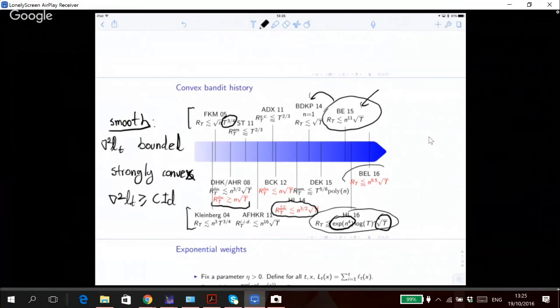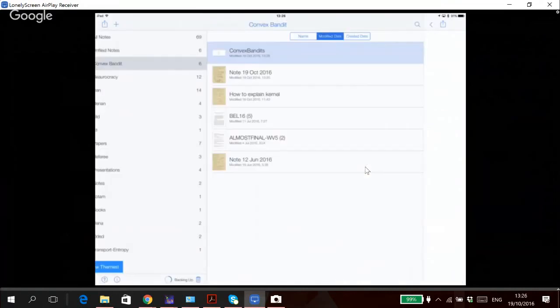And the work I'm going to present now is basically the best thing one can hope for. So both square root of T dependence on the number of time steps and polynomial in the dimension. And we also give a polynomial algorithm. Okay, so this is the history of this. Any questions so far?